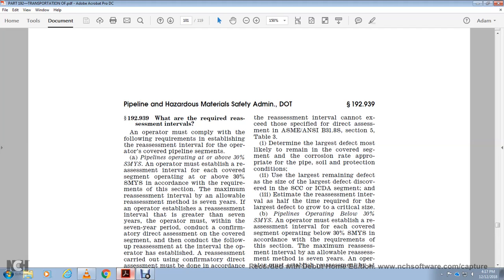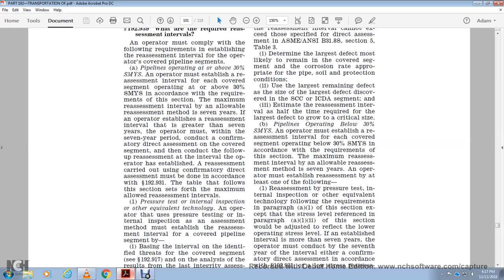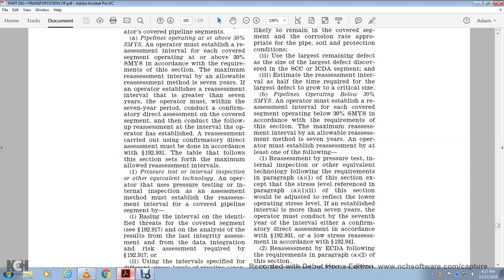Pipelines operating below 30% of the system measured yield strength must establish the reassessment interval for the covered segment operating below 30% of the system measured yield strength. According to the requirements of the section, maximal reassessment interval to allow the reassessment method of 7 years. The operator must establish reassessment at least one of the following. Reassessment of the pressure, internal inspection or other equivalent technology for the following requirements of A1 for the section, except with the stress level to reinforce paragraph A12.